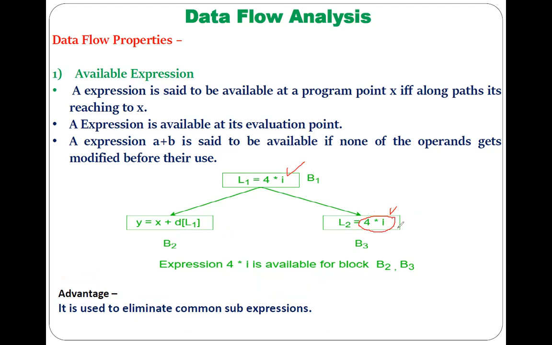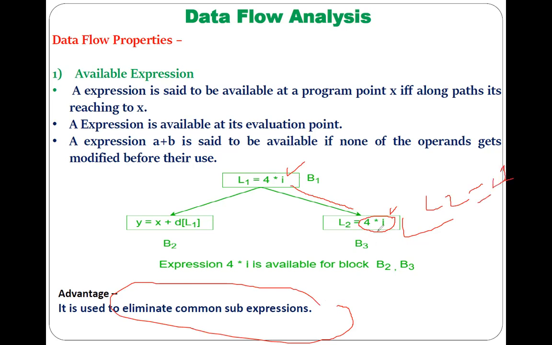And when can you eliminate this? When you know that the value of 4 into I is not getting changed while 4 into I is reaching from B1 to B3. And how can you determine that the value of 4 into I is not modified? When the compiler knows that 4 into I is available at B3, then from that availability you can easily determine that the value of 4 into I is not changed. And from that availability of the expression, the elimination of common sub expression can be done. And here you can write L2 equal to L1.